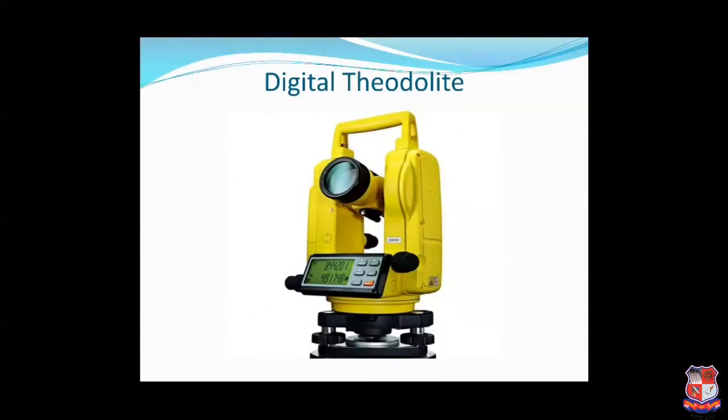This is the figure of a digital theodolite. As you can see, we have a telescope with screws, and below that the screen. We have mounted screws that we can use for fixing or leveling our digital theodolite over a tripod. So this is the advanced instrument for surveying purposes.